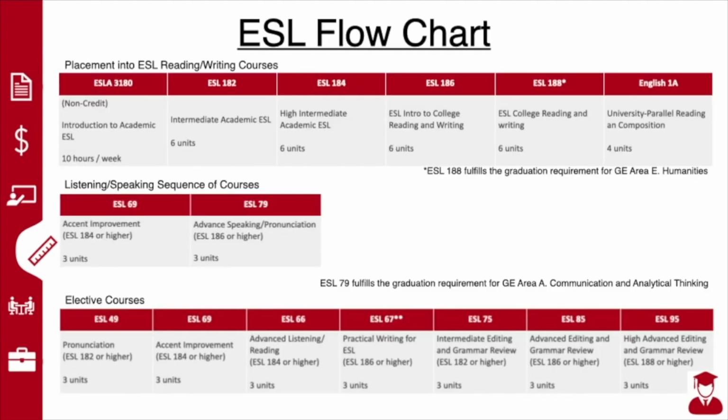Now let's look at the ESL flowchart. If you see on the top bar where it says placement into ESL reading and writing courses, you'll see at the end there ESL 188 English 1A. ESL 188 fulfills the graduation requirement for General Area E, which is humanities. Now we go to the middle area where it's listening, speaking, sequence courses. ESL 79 fulfills the graduation requirement for Area A, communication and analytical thinking. And the bottom bar allows you to look at the elective courses that we offer in the ESL area.